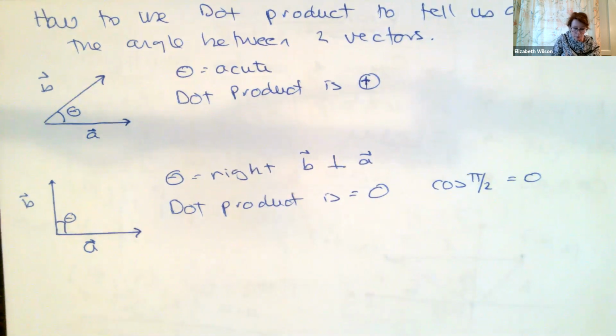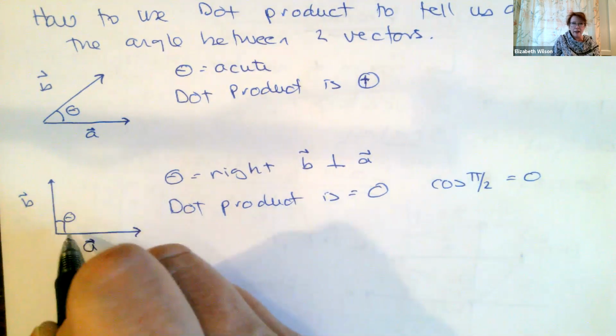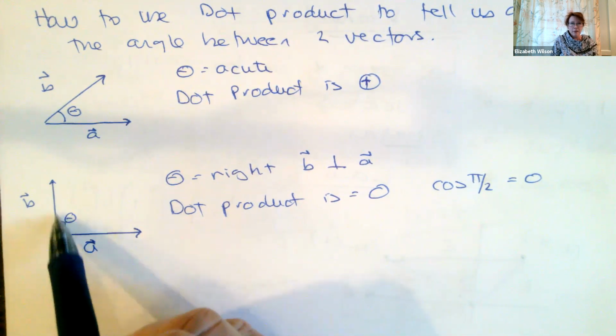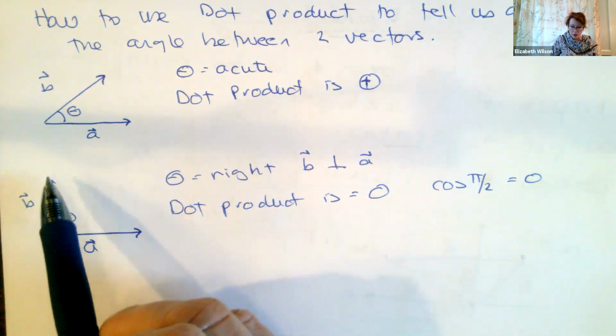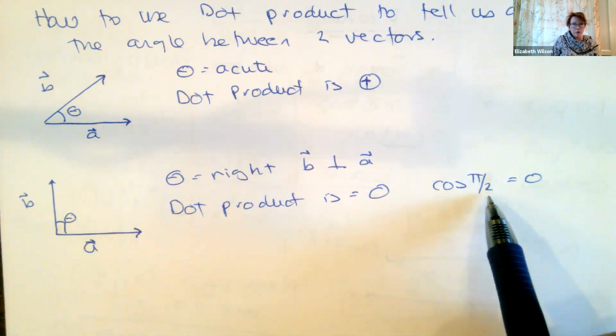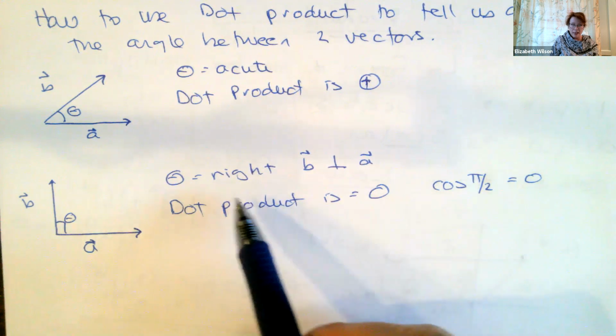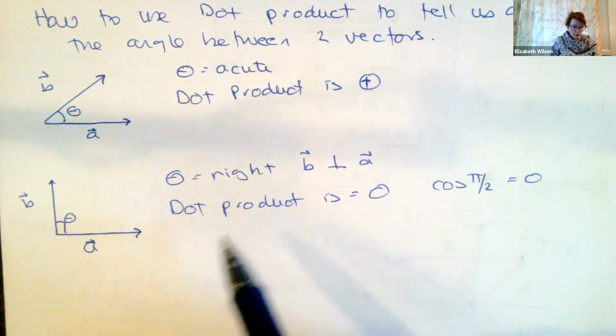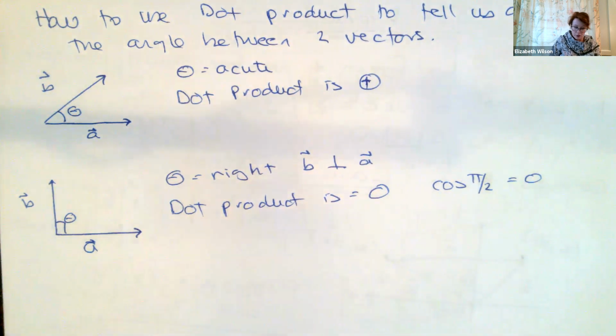Remember where you're at. You're basically along the y-axis. If I'm along the y-axis, my x is at 0. So our dot product is related to cosine. Cosine of pi over 2 is equal to 0. So I can use the dot product to tell me if the two vectors are perpendicular to each other. So this is a good test.